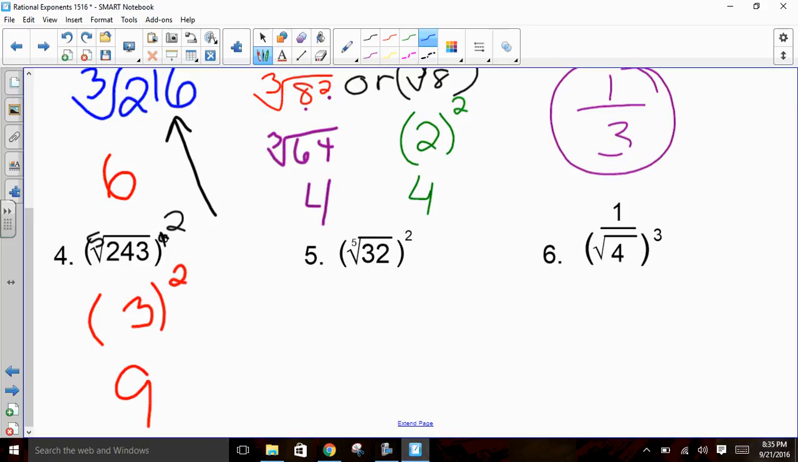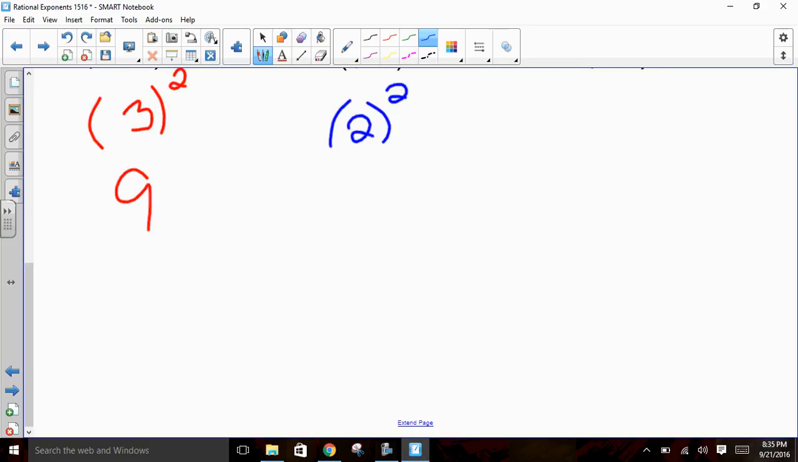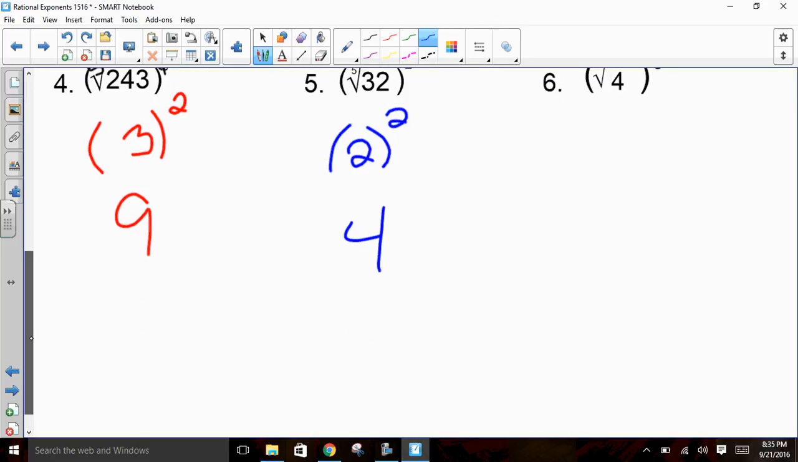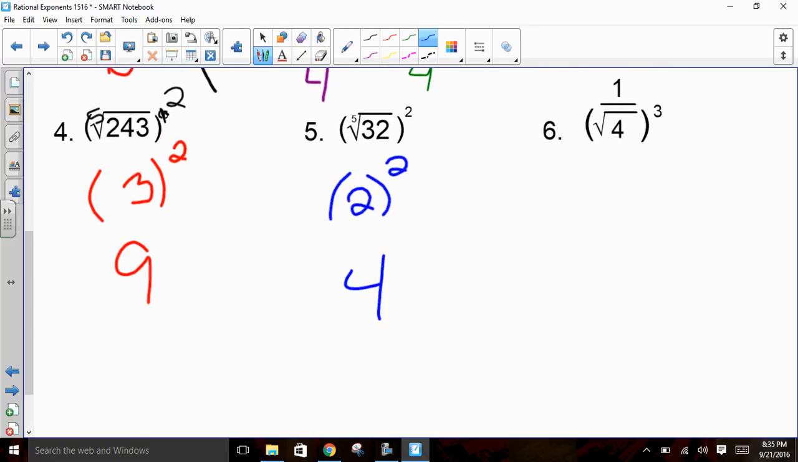Okay, same idea. We're going to take the 5th root of 32, which gives me 2. I'm going to take that value squared because I still have that exponent, which gives me 4. Sorry, I'm writing so big.